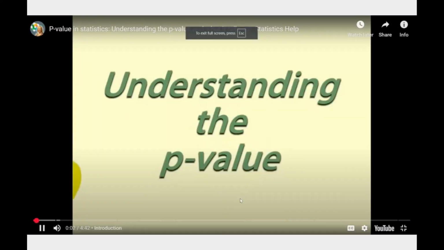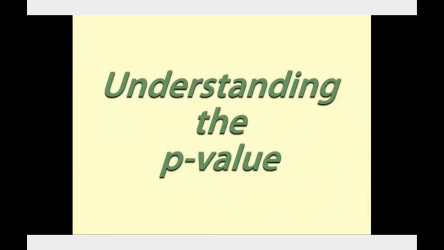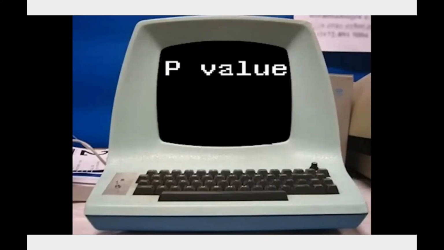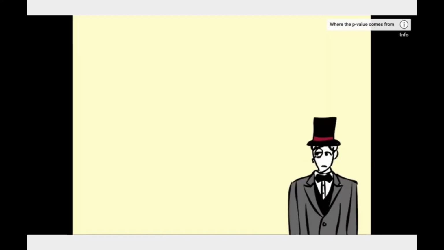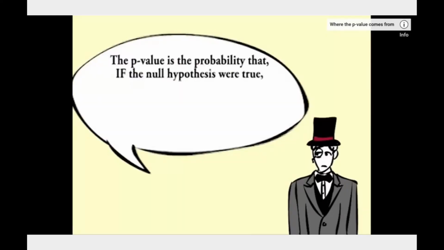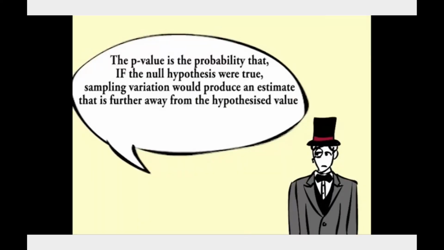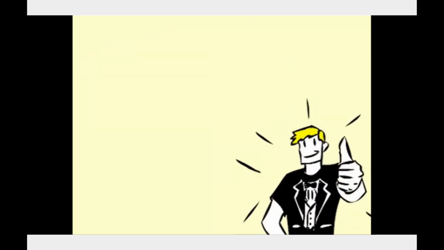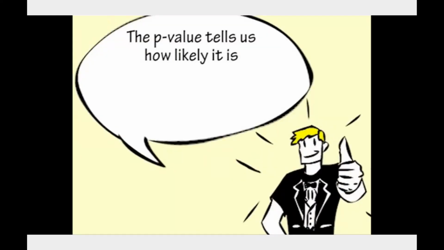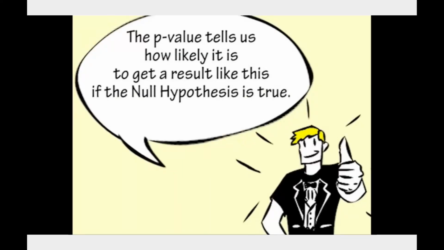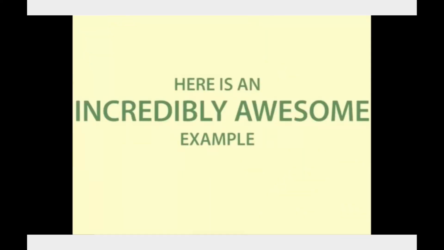Understanding the p-value. One of the important concepts in statistics is the meaning of the p-value. Whenever we use Excel or other computer packages to analyze data, one of the key outputs is the p-value, or sig. In formal terms, the p-value is the probability that, if the null hypothesis were true, sampling variation would produce an estimate that is further away from the hypothesized value than our data estimate. In less formal terms, the p-value tells us how likely it is to get a result like this if the null hypothesis is true. We will now go through this step by step with an example.